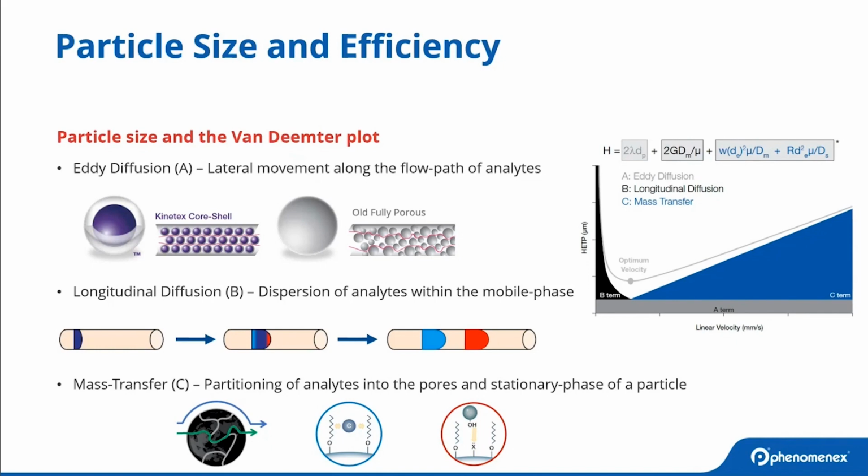The next contribution that can affect the sharpness of your peaks is longitudinal diffusion. Longitudinal diffusion is a reference to the dispersion of analytes within the mobile phase. And this is dependent on flow rate. Specifically, it is inversely proportional to the flow rate. The faster the flow rate, the less contribution from longitudinal diffusion. Faster flow rate, smaller contribution of longitudinal diffusion.